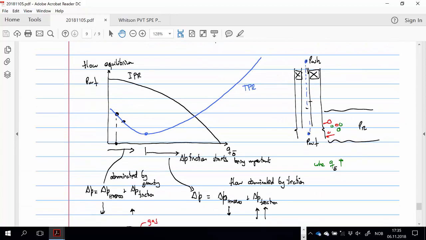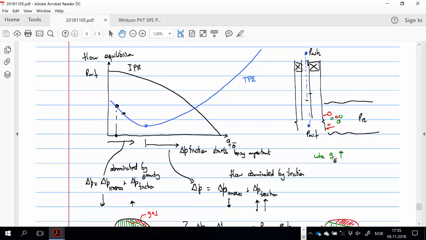Okay, and then we came here to the curve, the TPR for multiphase flow, and we are going to look today a bit more into that. But instead of going just from this point up, it just has a minimum point. And that I explained because the pressure drop has two main components, the hydrostatic pressure drop and the friction pressure drop.